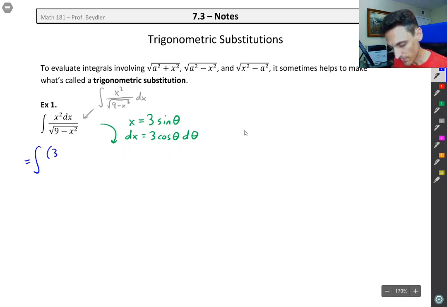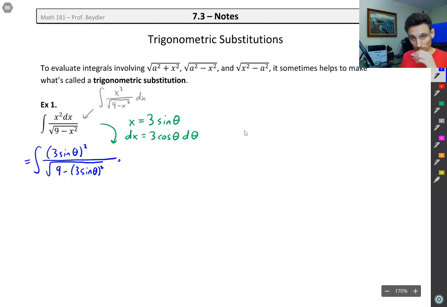So we'll have quantity 3 sine theta squared over the square root of 9 minus quantity 3 sine theta squared. And then we'll have times dx, which gets replaced with 3 cosine theta d theta. So everything now is in terms of theta. Now again, this seems more complicated, but in a moment we're going to use our trig identities to help simplify this down, and we'll see why x equals 3 sine theta was such a good choice.